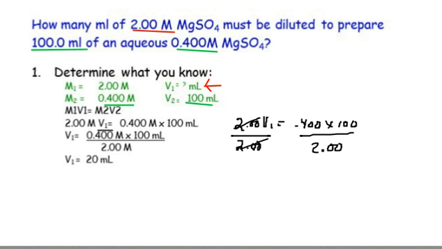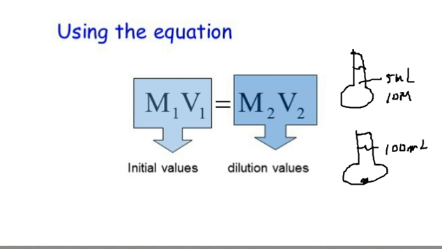And this is M1 times V1 equals M2 times V2. Molarity times volume. Let's flip back. Molarity times volume. And so here this would be the initial, the more concentrated, and this would be the dilute values: what you're diluting it to, and what's the new molarity.